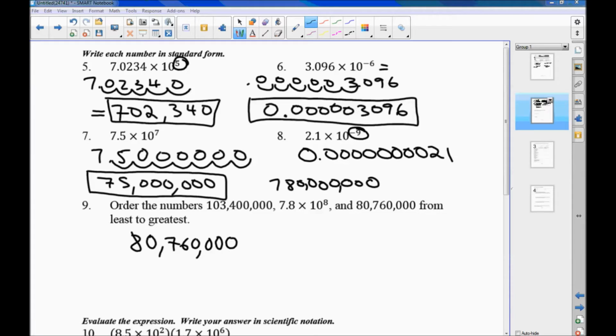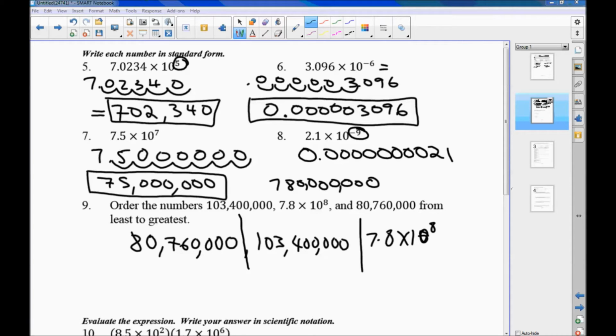This is the way it was written, so we'll keep it the same. The next one would be 103,400,000. Let's see. We'll put a big bar between them. So there's the next one. And then our last one is going to be that 7.8 times 10 to the 8th power. Okay, so that one is the biggest.